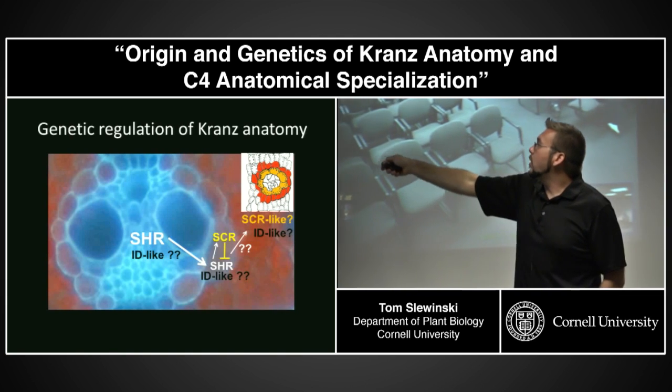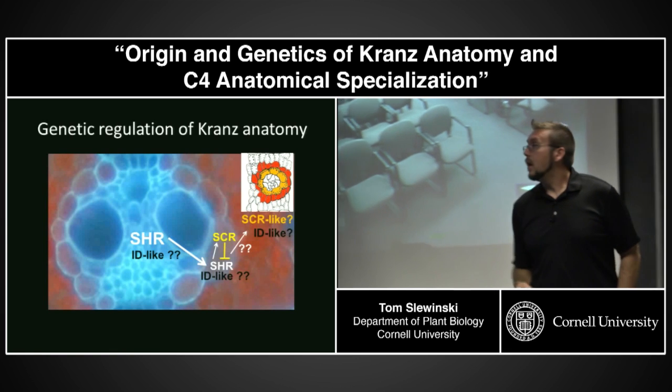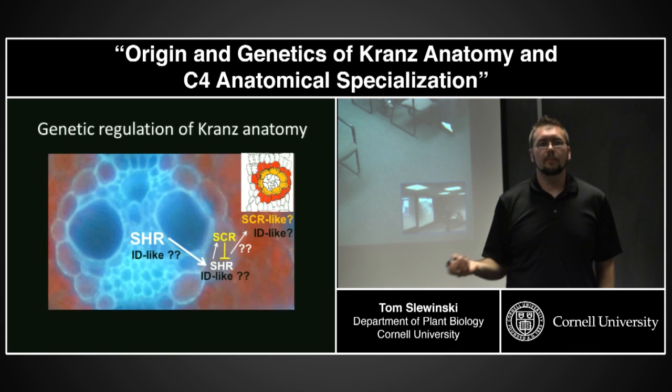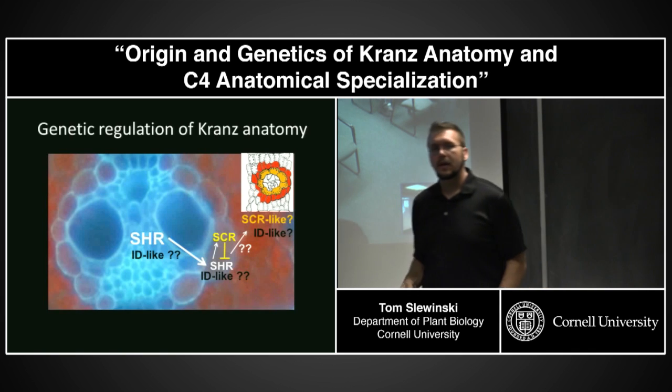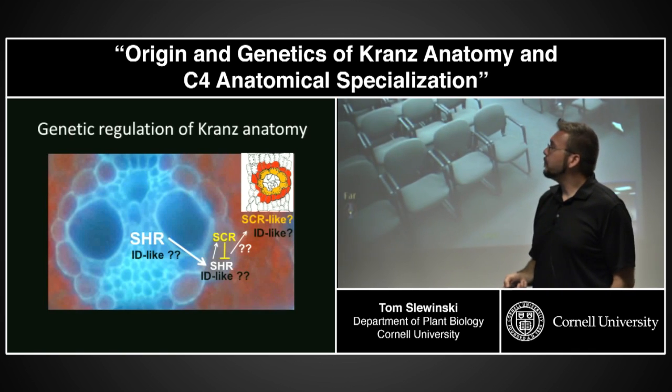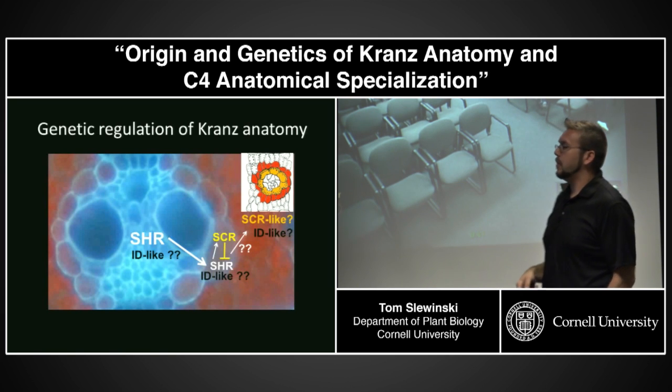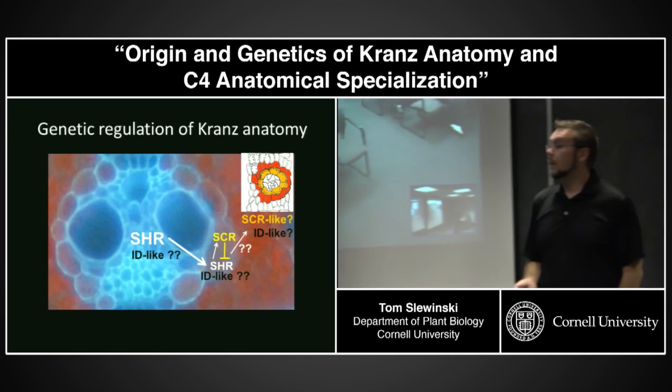So these genes are more likely to set up that initial interaction with the photosynthetic program where you form the malate in the mesophyll cells. So this is our model for the genetic regulation of Kranz anatomy that we've gotten from this work.